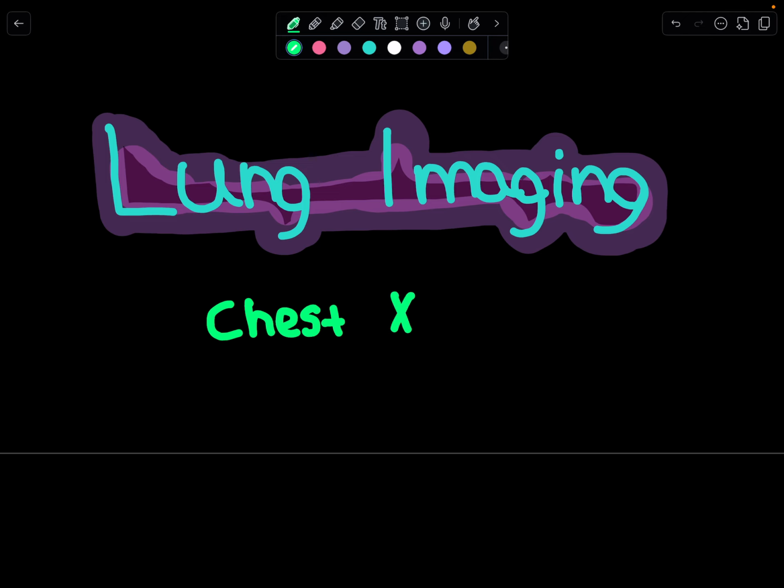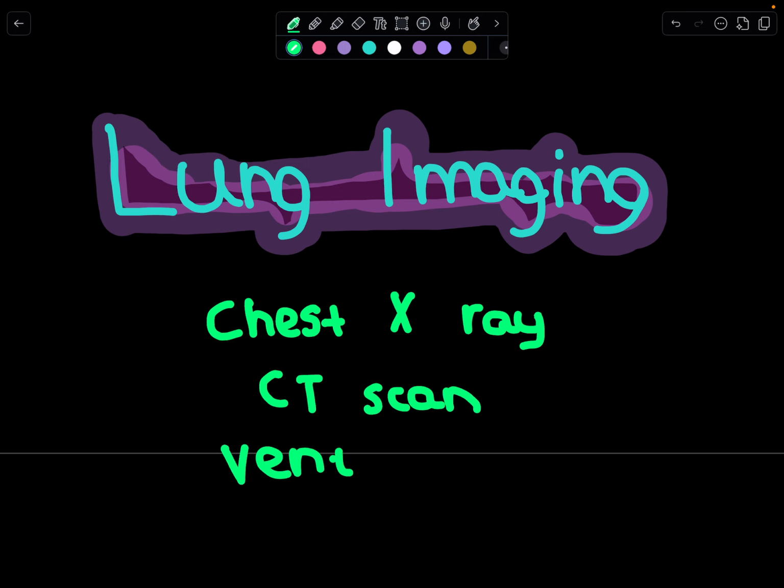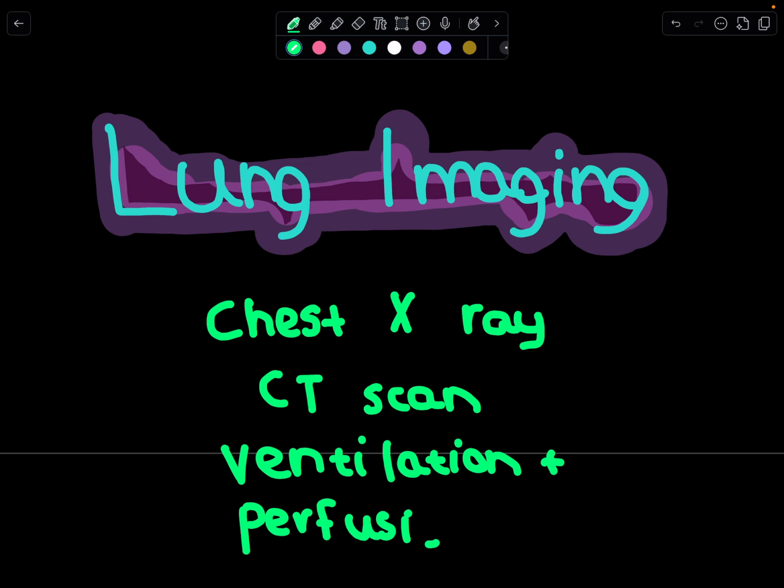Chest X-rays, CT scans, and ventilation perfusion VQ scans are key lung imaging methods. X-rays show basic lung structure, catching pneumonia or masses. CT scans give detailed 3D views, ideal for detecting tumors or clots. VQ scans map air and blood flow, mainly used for pulmonary embolism diagnosis. Want to dive into how these work or their specific uses?